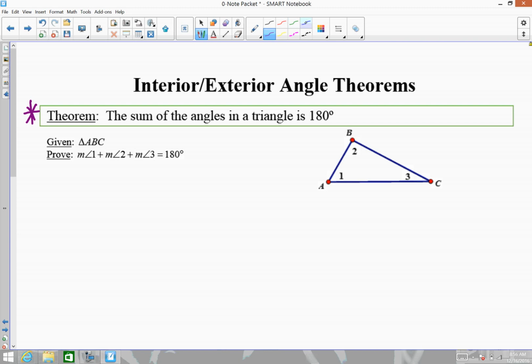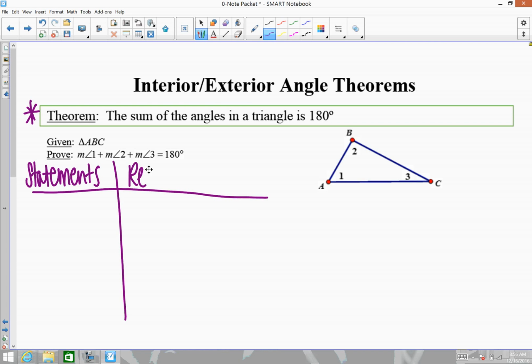So let's start with our two columns here. We're going to have our statements and reasons. Since this is a theorem, this is one of those proofs that's going to be a little bit trickier, but it's the proof that will always work. So it's not something new each time you prove it. The first thing we're going to do is start with our triangle. So our given is, we're starting with triangle ABC.